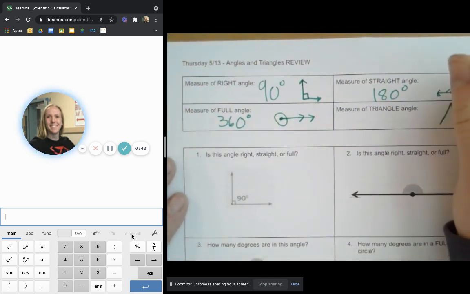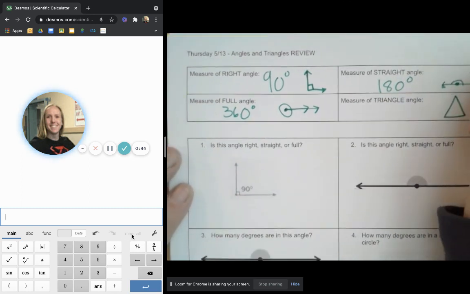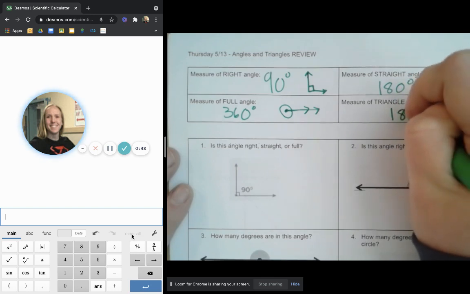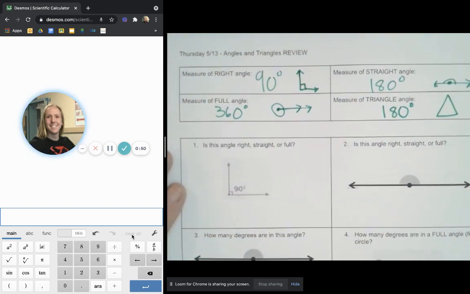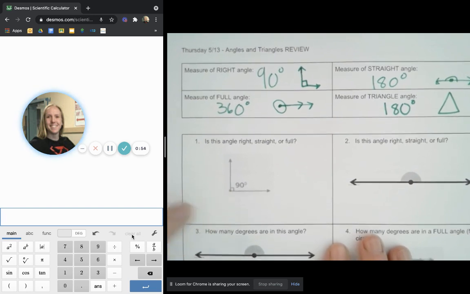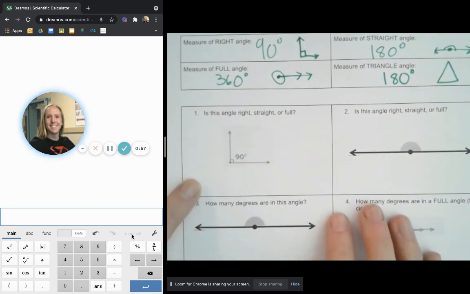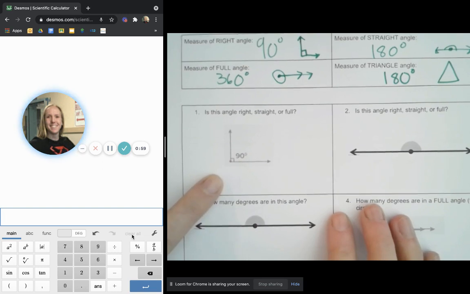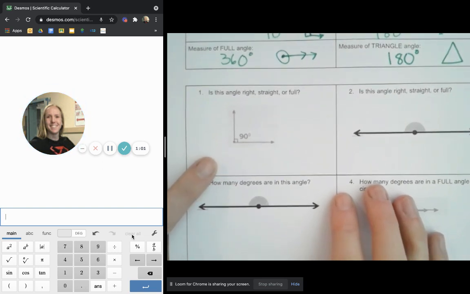And the angle measures of any triangle is 180 degrees. Okay, so remember that. Triangles, 180 degrees. So the first question on this review, you should be watching this video after you've already done the review, just so you can check your answers.